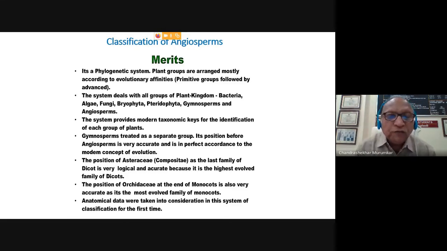The position of Orchidaceae at the end of monocots is also very interesting and accurate, as it's the most advanced family of monocots. However, the modern trend suggests that the family Gramineae should be treated as the most advanced family, because the spread of the Gramineae in different habitats is much higher and cosmopolitan, over the Orchidaceae, which is restricted only to the old world. Now, the anatomical data were taken into consideration even by Engler and Prantl, whereas they were not taken into consideration by Bentham and Hooker.